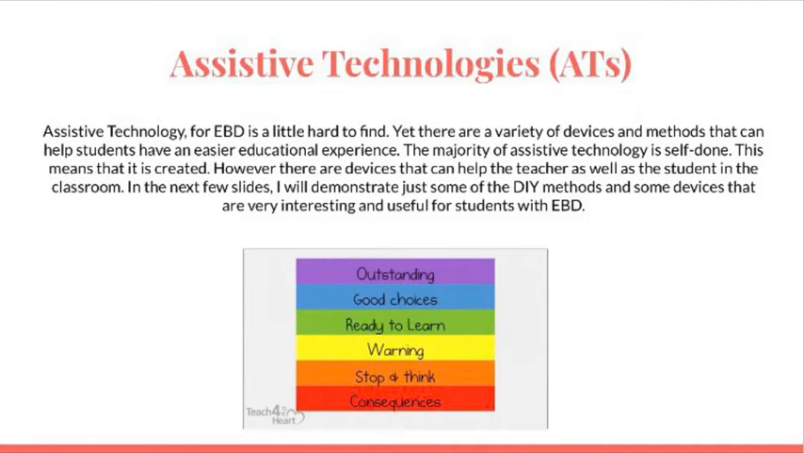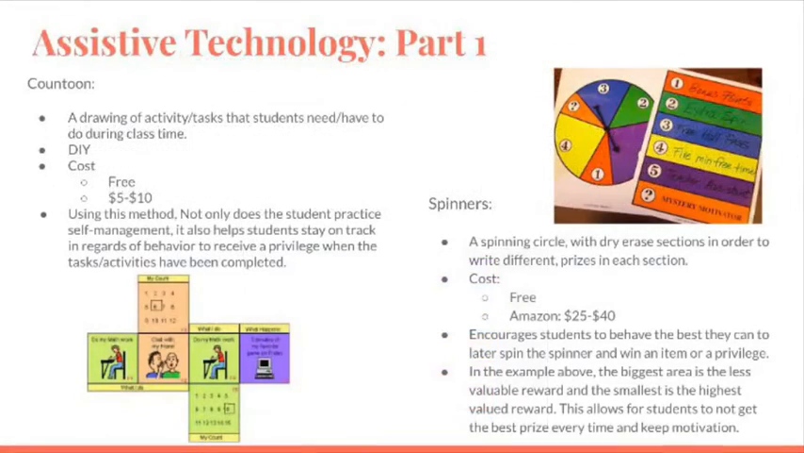So within the next few slides, I will demonstrate just some of the DIY methods and some devices that are very interesting and useful for students with EBD. Now, the first assistive technology that I found is called a count-tune. A count-tune is a drawing of activities or tasks that students have to complete during class time.